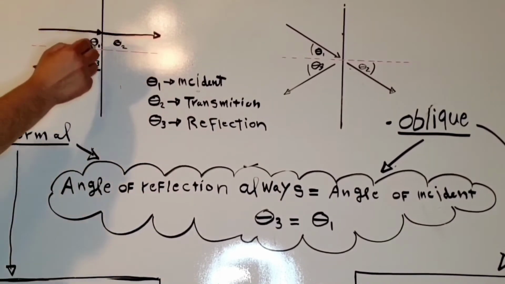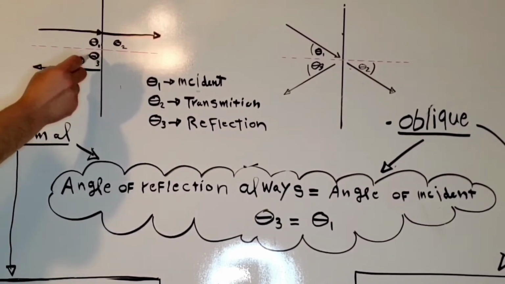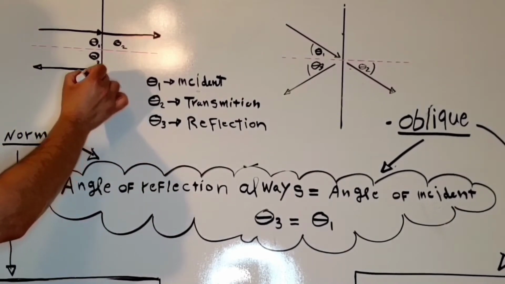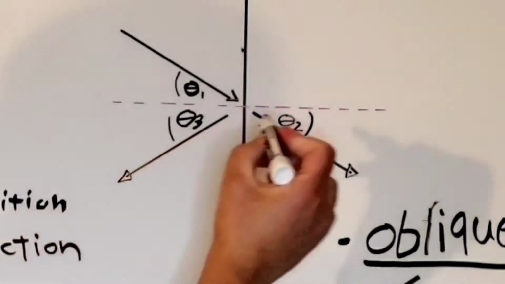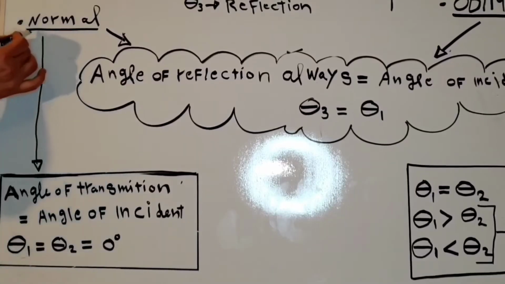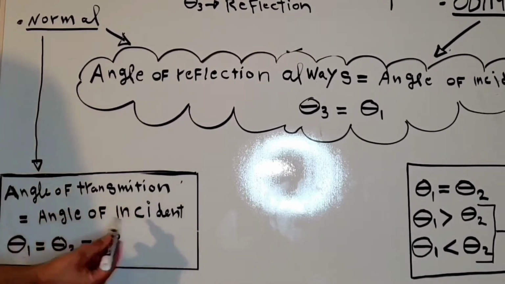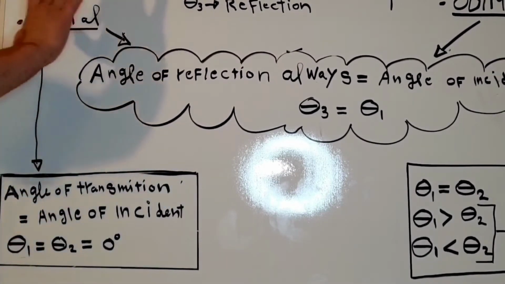In normal incident, we know that the angle of incident is equal to 0, so the angle of reflection will also equal 0. That means that the angle of reflection will also be perpendicular, or 90 degrees, with the interface. Now, what about the angle of transmission? In normal incident, the angle of transmission always equals the angle of incident. That means theta 1 will equal theta 2, which equals 0 degrees. So in normal incident, the angle of reflection and the angle of transmission always equal 0 degrees.